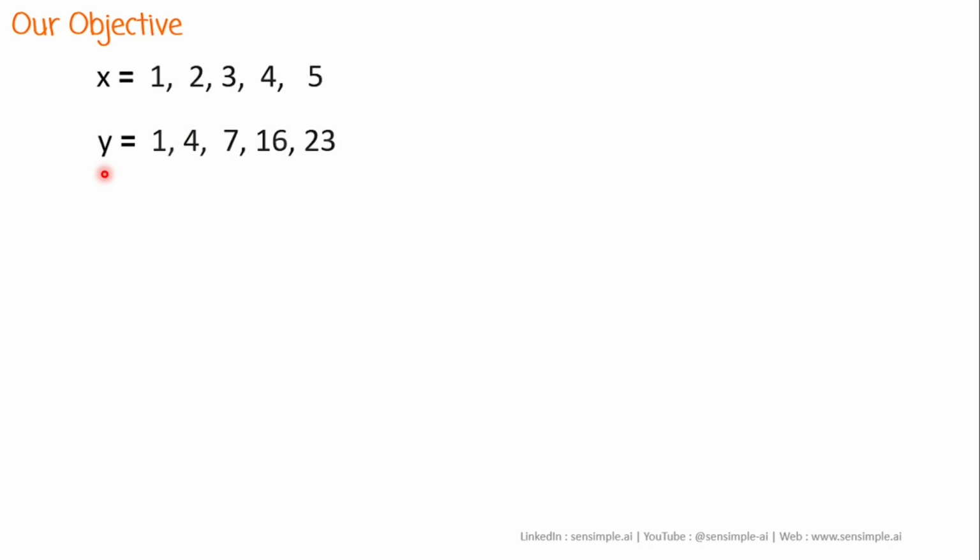So our objective for this session is to visualize a set of data values. Let's say we have a data set which has two lists. One list is a value of x with values 1, 2, 3, 4 and 5, and we have a value of y which are 1, 4, 7, 16 and 23. These values in y are roughly the squares of the values in x except for some exceptions. So we want to plot these two data lists over a graph.